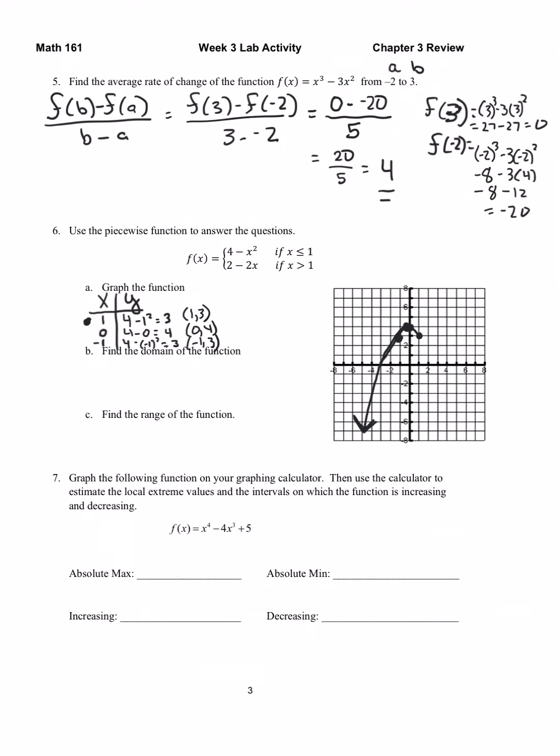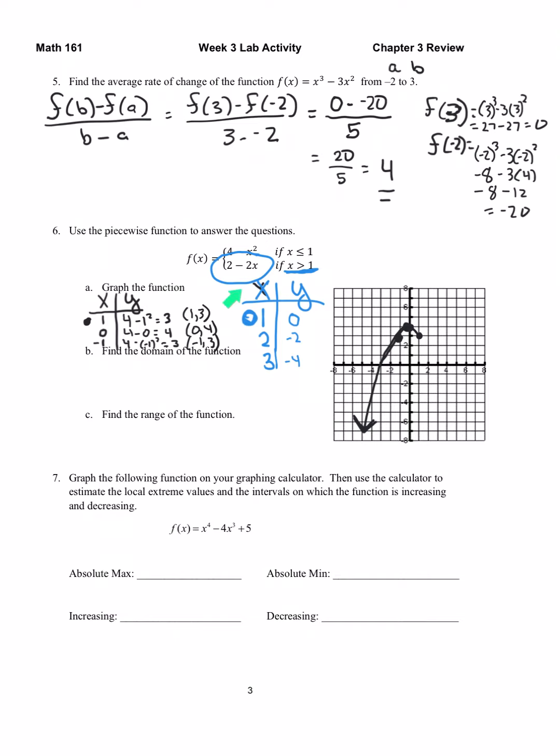In the color blue, let's go ahead and make a table for our second function, our 2 minus 2x. Now notice x has to be greater than 1. I'm still going to put 1 here, but I'm going to tell myself I need an open circle there because x is not allowed to equal 1, but it can be infinitely close to 1. Let's go ahead and plug 1, 2, 3 in for x and find out why. And here are our points.